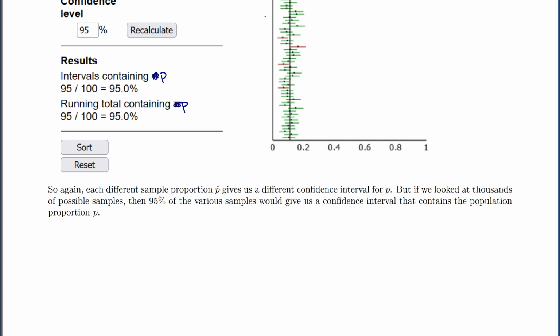So every different sample proportion gives us a different confidence interval. But if we looked at thousands of possible samples, 95% of those samples give us a confidence interval that actually contains the population proportion p. And that's why we're going to call it a 95% confidence interval.